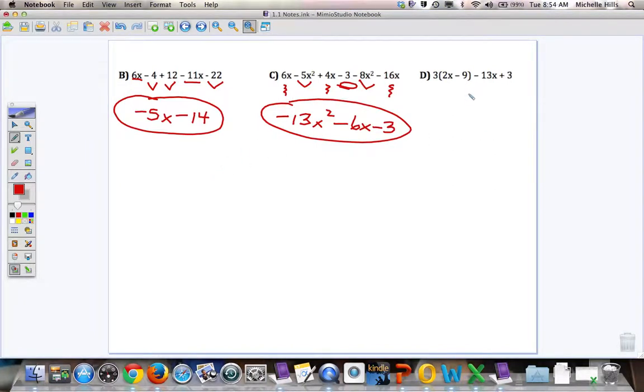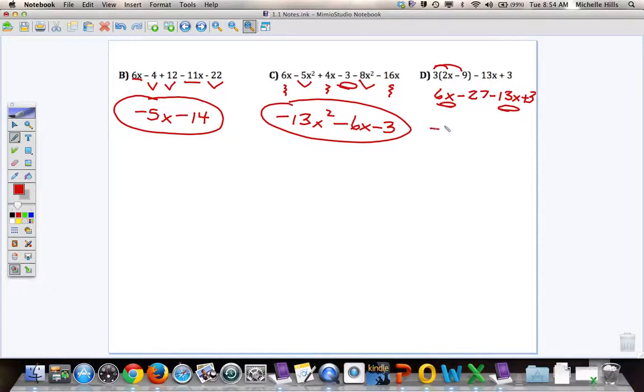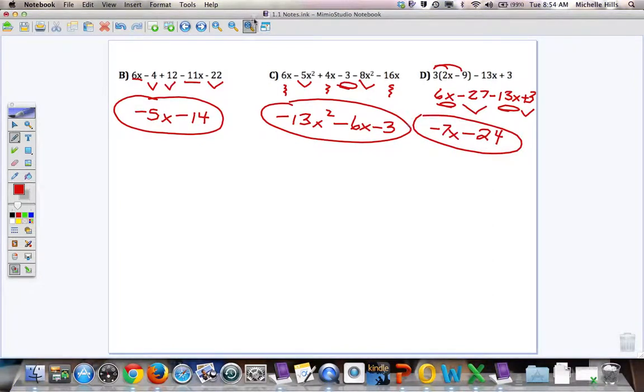And then I circle my answer because I'm done. Here I do have some distributive property. I have this 2x minus 9, these two different terms inside this set of parentheses with the 3 on the outside. So I have to multiply each of those by the 3 and do that distributive property step. So 6x minus 27 minus 13x plus 3. Those other two I'm just going to bring down. My x term should go first. 6x minus 13x is negative 7x. And then negative 27 plus 3 is negative 24. So I'll write minus 24. Circle my answer and move on to the next problem.